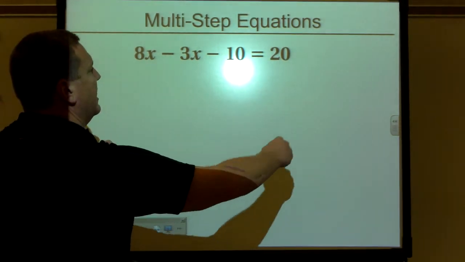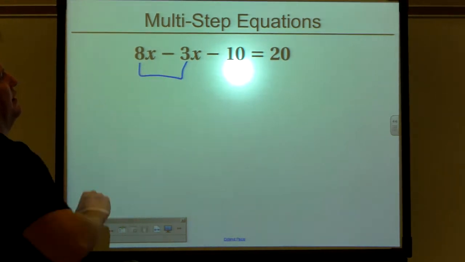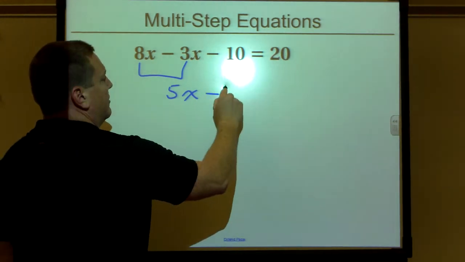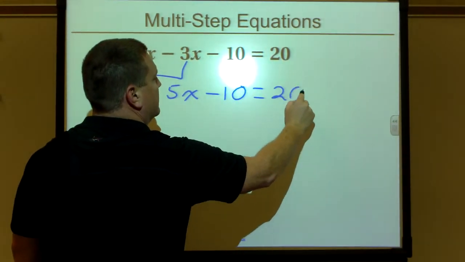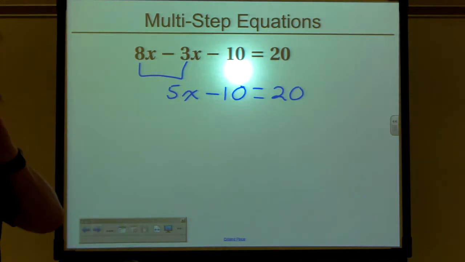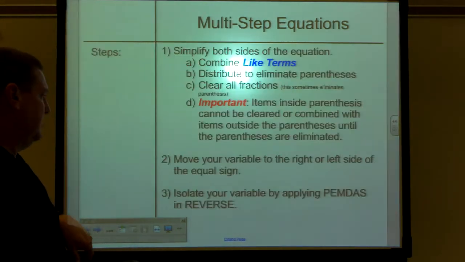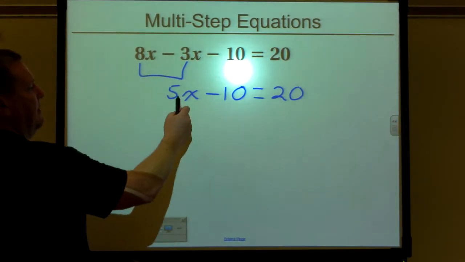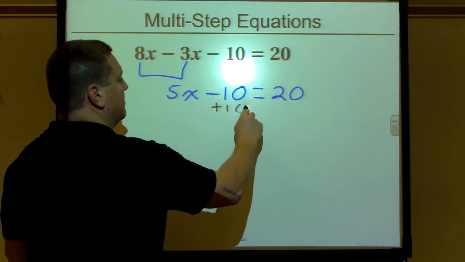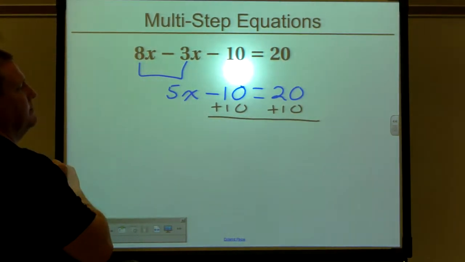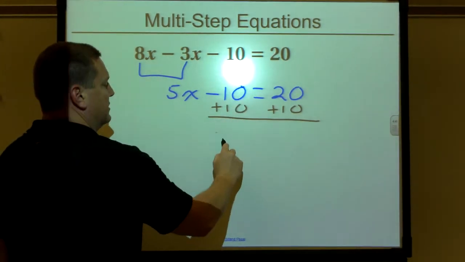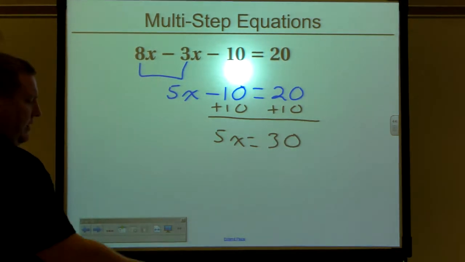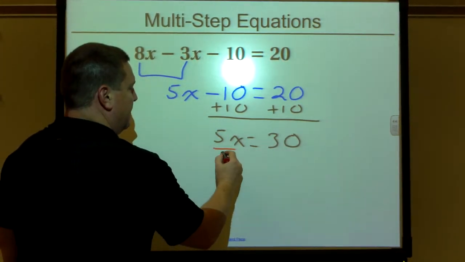Multi-step equation, simplify both sides. This is already simplified, however, I do have like terms here. 8x's minus 3x's leaves us with 5x's. Bring down the rest of the problem that was unchanged, and now proceed with solving, isolating the variable by applying PEMDAS in reverse. Okay, so I have a times, I have a minus, so I'm going to undo the minus first by adding 10 to both sides. That leaves me with 5x plus 0, which is 5x, and then 20 plus 10 is 30. And now all I got to do is divide by 5 on both sides.